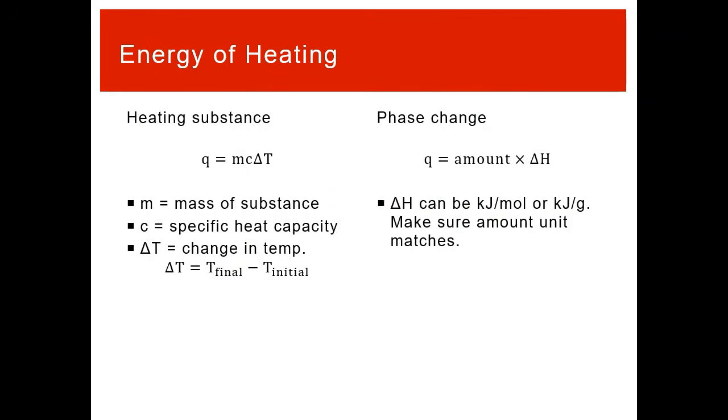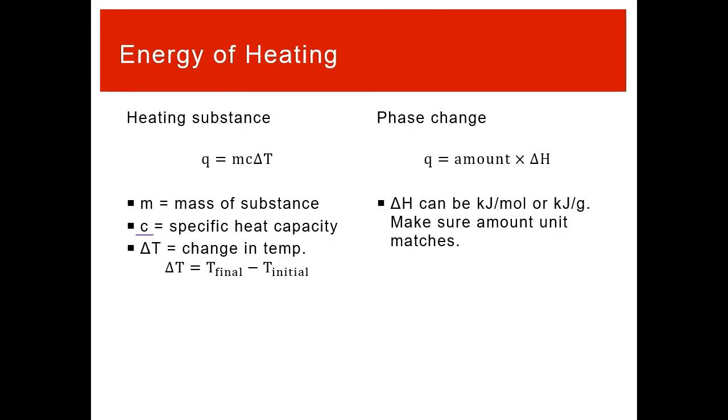When we're dealing with heating a substance, when we're looking at changing the temperature, the equation that we're always going to be using is Q equals mc delta T. M is the mass of the substance, C is the specific heat capacity, and delta T is the change in temperature, where it's always going to be final minus initial. So if you're dealing with a substance, this specific heat capacity is a property of the substance. If you're looking at water, you can look up what the specific heat capacity of water is.